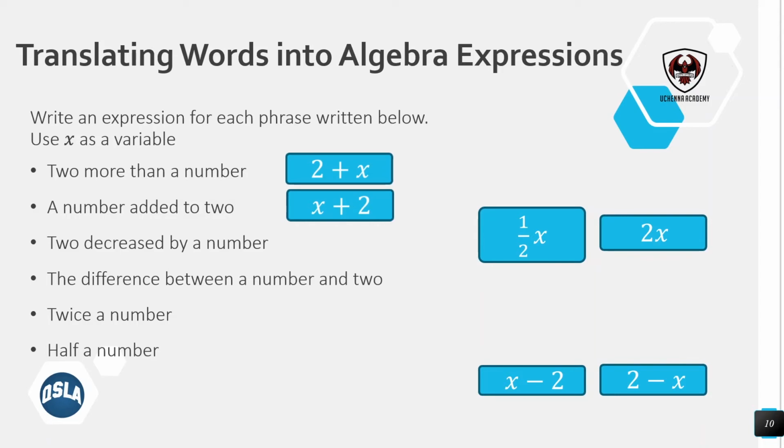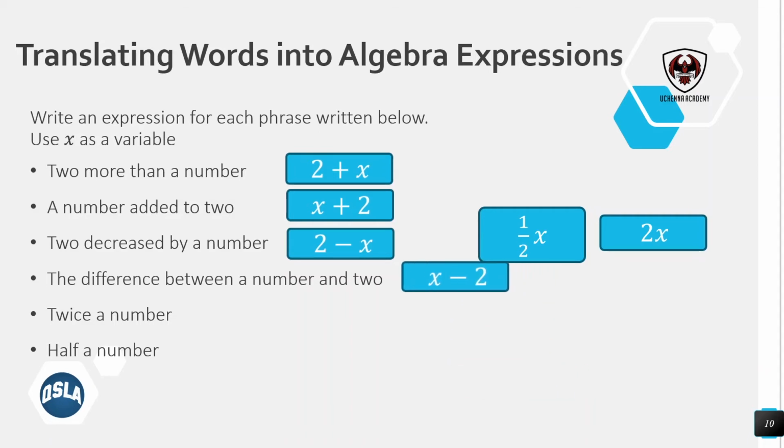The next 2 could be tricky. 2 decreased by a number would be 2 minus x because I'm decreasing 2 by some number x. The next one, the difference between a number and 2, that's x minus 2 because difference means subtraction. Number is written first, so the number x goes first and 2 goes second.